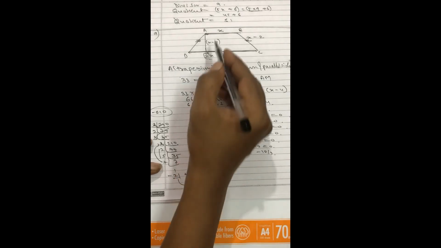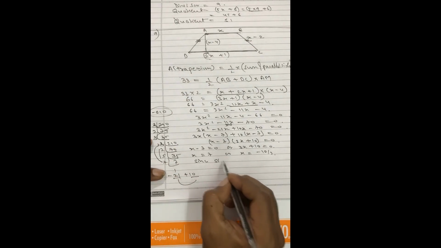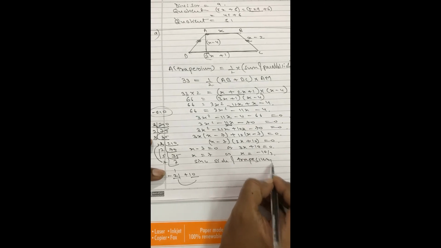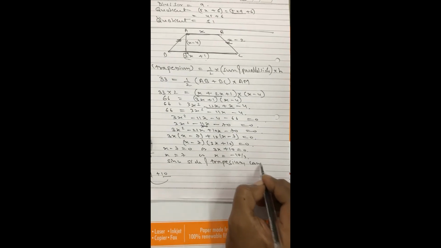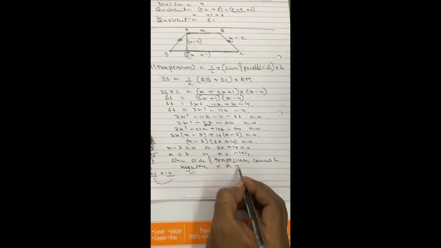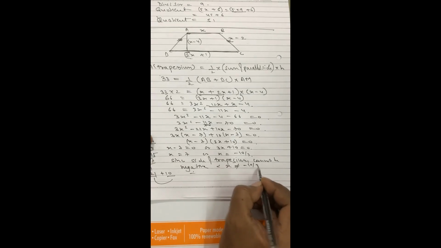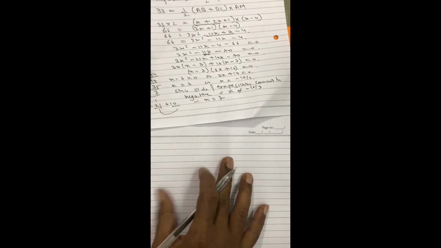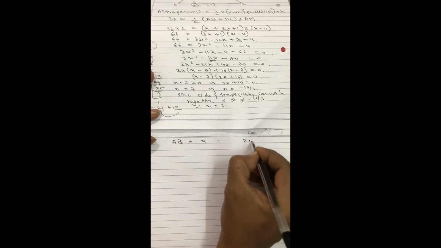Since AB is x, the side of a trapezium or of any figure cannot be negative. Any figure, how can you make a negative side? Therefore x cannot be equal to minus 10 upon 3. Therefore x is equal to 7. Now we will frame everything. AB is equal to x is equal to 7 centimeter.